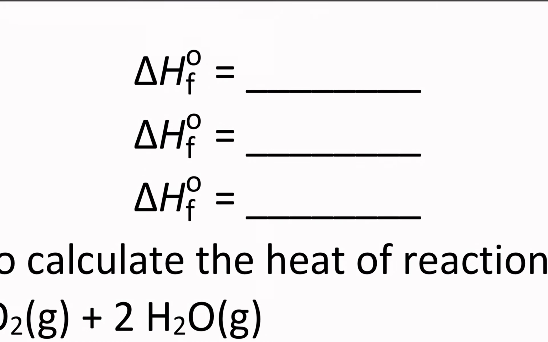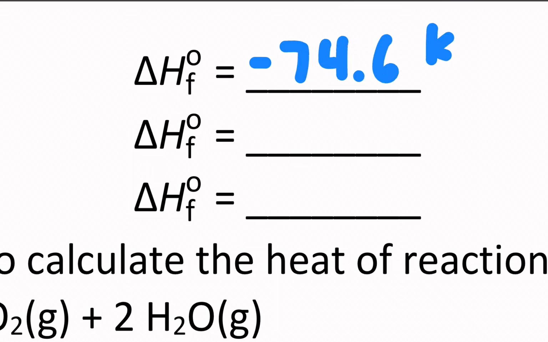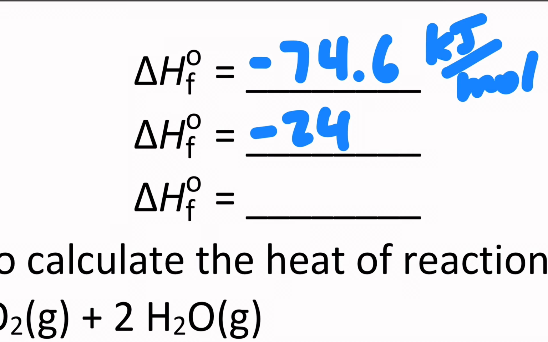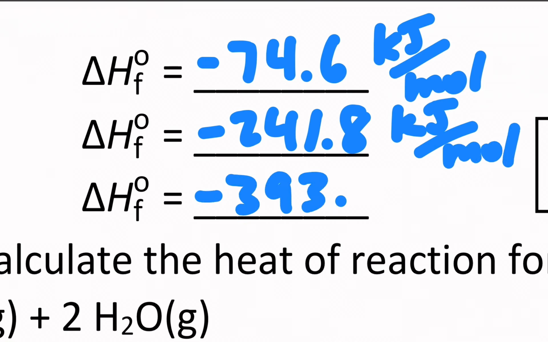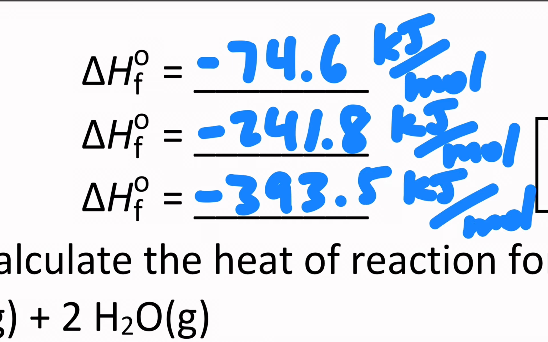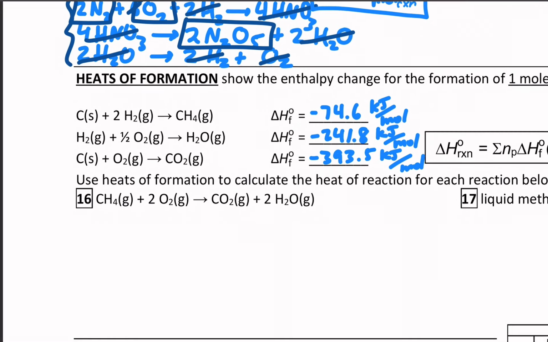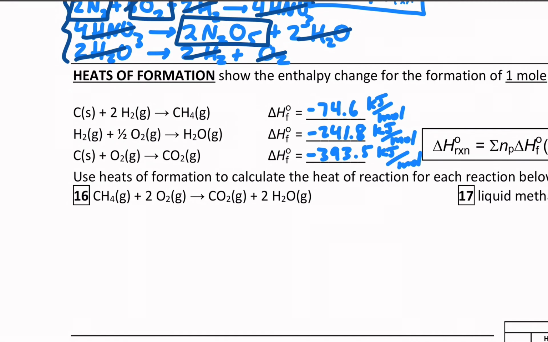The heat of formation of methane is -74.6 kilojoules per mole. The heat of formation of water is a bit more in magnitude, -241.8 kilojoules per mole. And the heat of formation of carbon dioxide is -393.5 kilojoules per mole. Just looking those up from the table that you have in the back of your workbook or anywhere else, frankly. There's lots of sources of these heats of formation values.